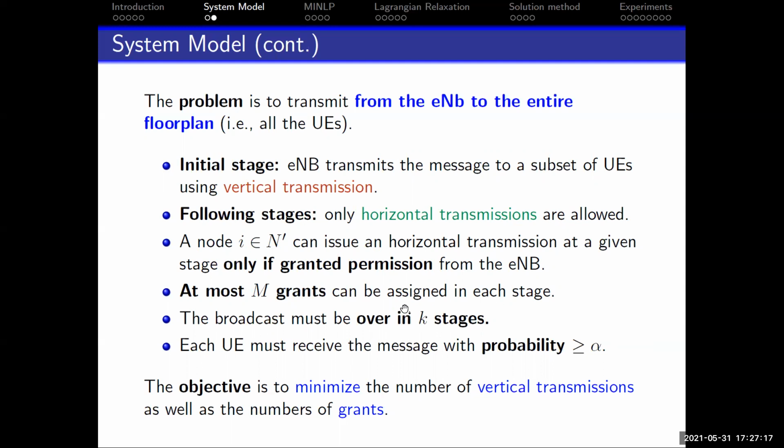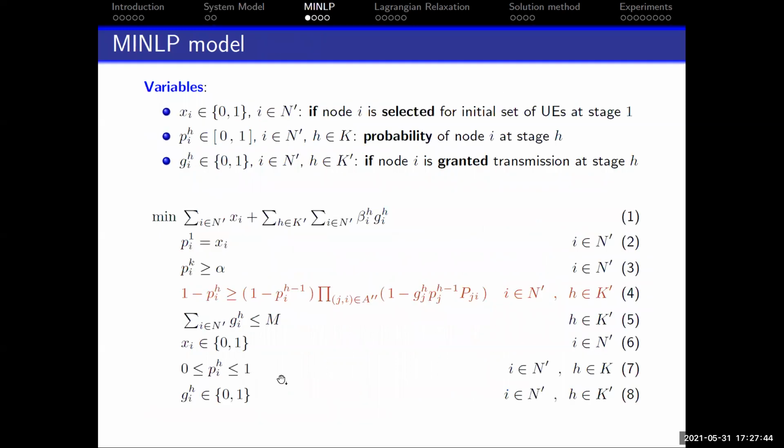And at most m grants can be assigned in each stage, and we have at most k stages because we don't want the process to take too long, because we have time restrictions. And at the end, each user equipment must receive the message with probability at least alpha. So this is our quality of service requirement. And the objective is to minimize the number of vertical transmissions as well as the number of grants.